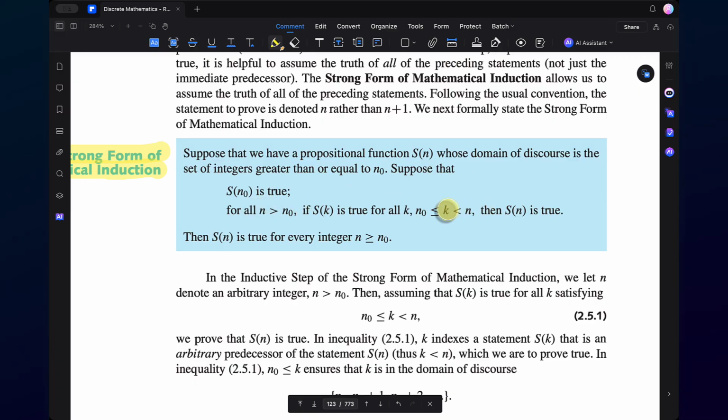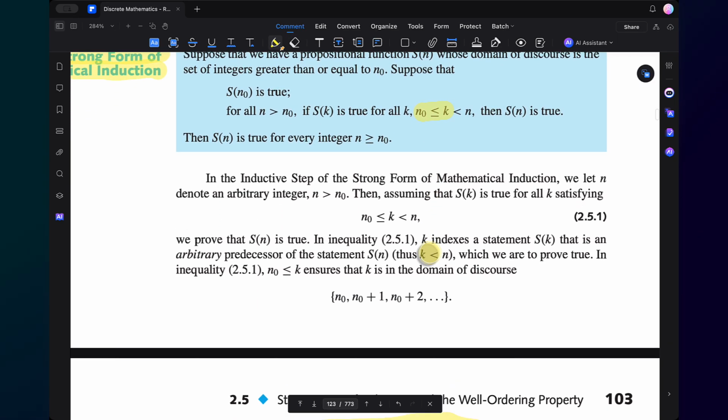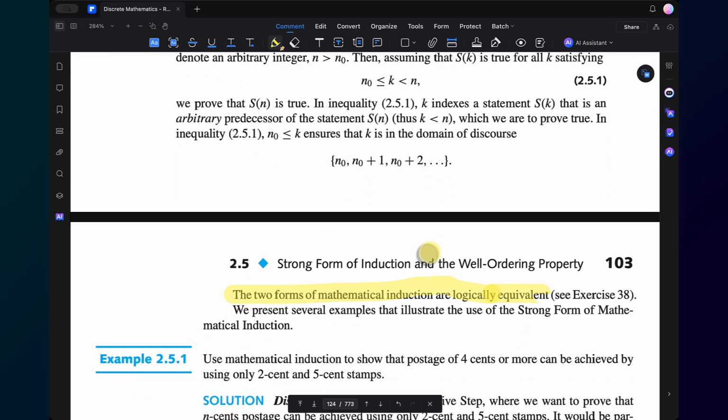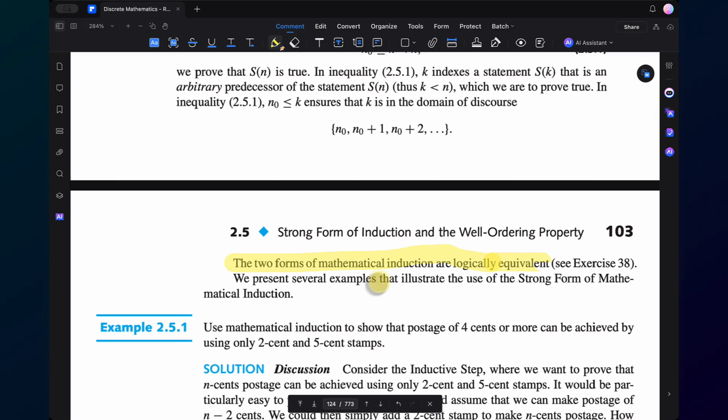But you assume that for every k between n sub 0 and n, S(k) is true. Then using that fact, we prove that S(n) is true. And that would be enough to prove that S(n) is true for every integer greater than or equal to n0. And where this comes into play is that, well, they're equivalent. I put a little note on that.